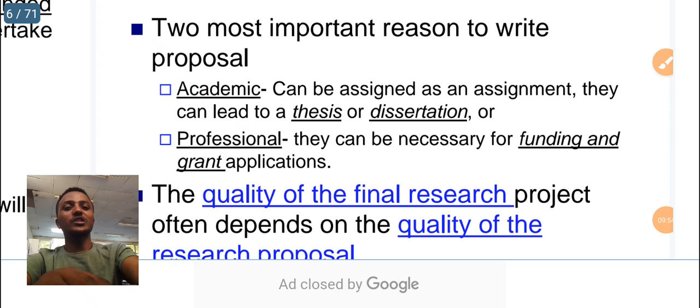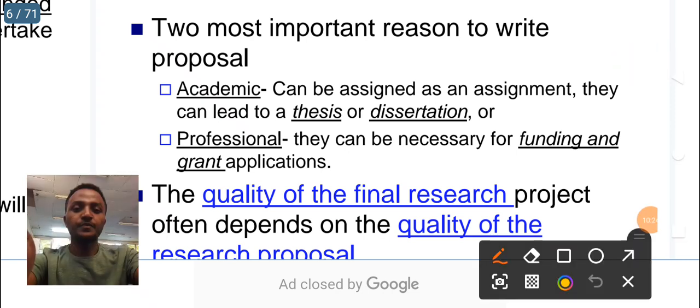We are talking about professionals, for example, in community service projects. Such projects need full funding to solve specific and major problems of the communities around our surroundings. These are the basic, most important reasons why we conduct research proposals, right? For this purpose, it's funding and grant applications. Professionals are conducting them for that purpose, right?